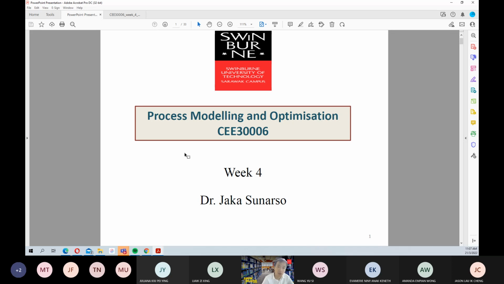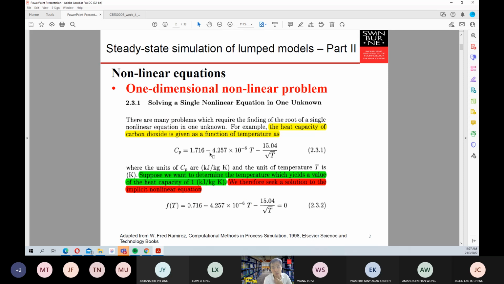So hopefully none of you are struggling with the process modeling and control so far. In this week, we will continue our discussions on the steady-state simulation of the lumped model. The difference this time is that instead of dealing with the linear one, where we go into all the matrices and the processing, now here we are dealing with nonlinear equations. So we start here with the one-dimensional nonlinear problem. We start with the simple problem first, solving a single nonlinear equation in one unknown.